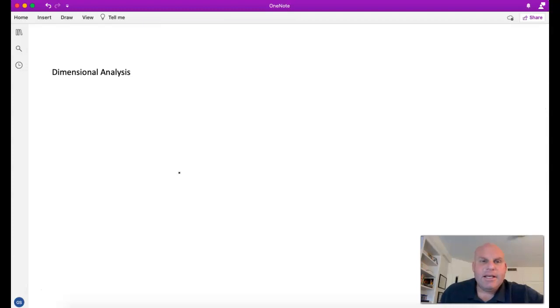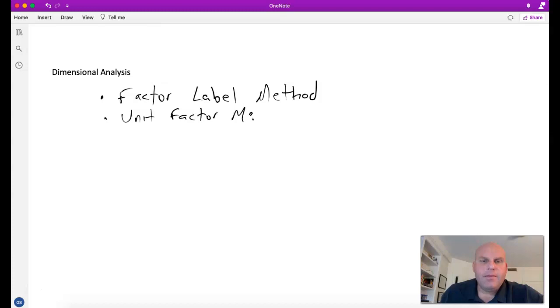Dimensional analysis is basically the converting of units. The process is also referred to as the factor label method, or the unit factor method.